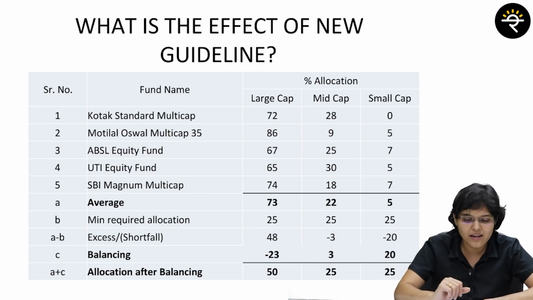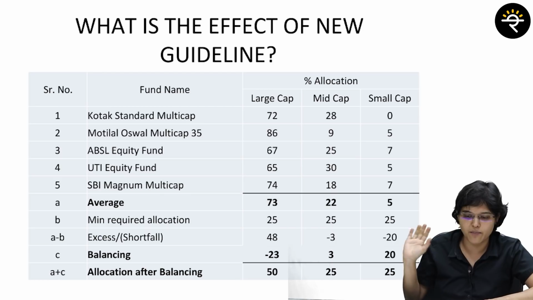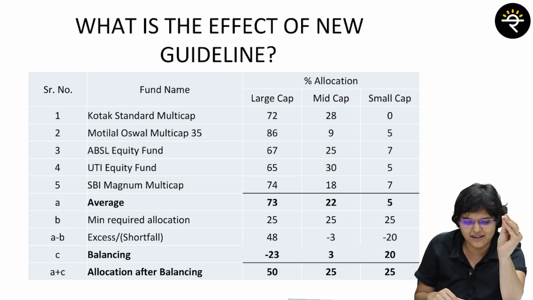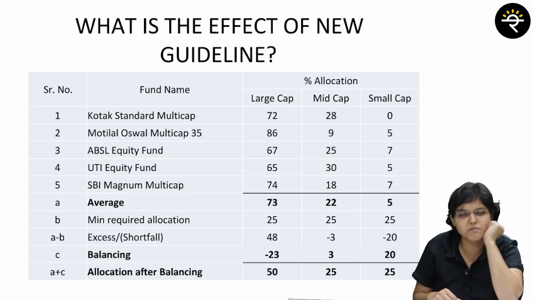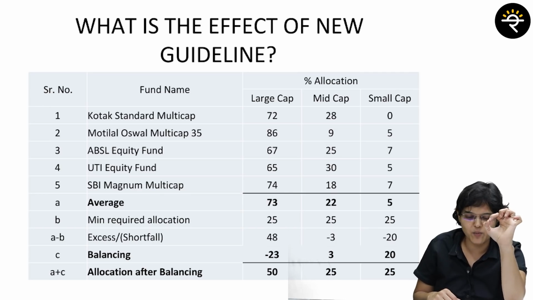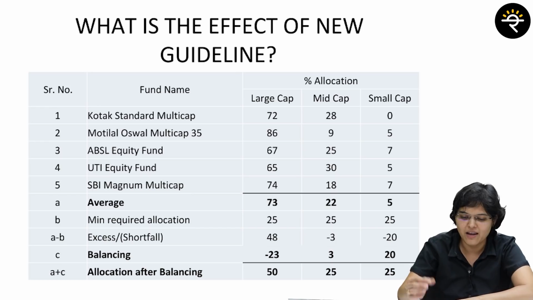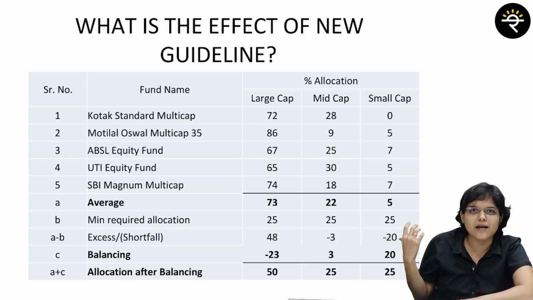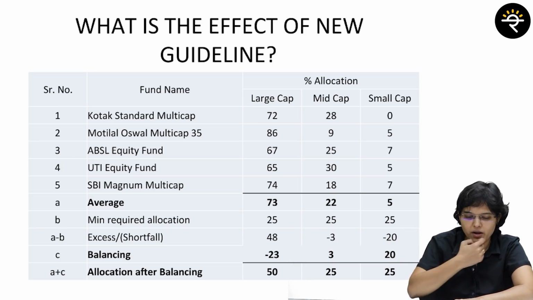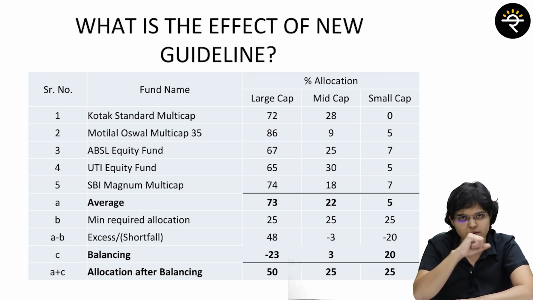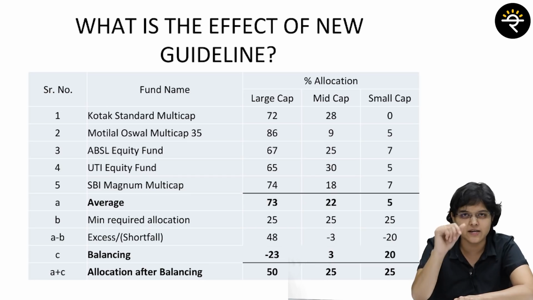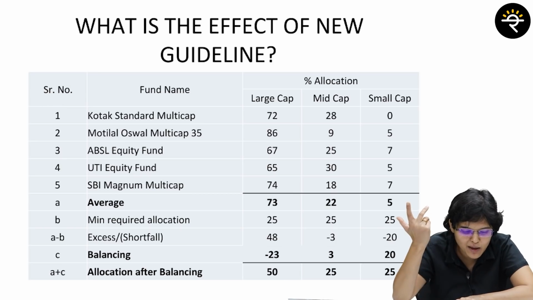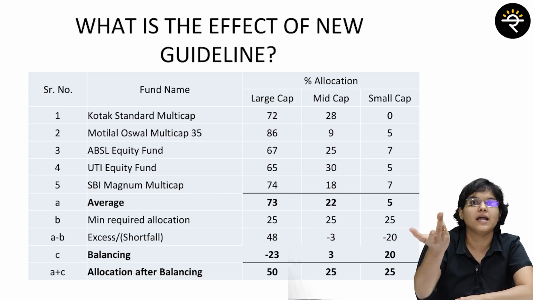Okay. Now let's understand how much they have allocated in large cap, in mid cap, and in small cap. Kotak Standard Multi-Cap has invested 72% only in large caps, 28% in mid cap, and 0 in small cap. What about Motilal Oswal? 86% in large cap, 9% in mid cap, and 5% in small cap. Now you can understand with this, this is as good as a large cap fund. Now you might be wondering, what is the definition of a large cap equity fund? The definition says that minimum 80% of your fund should be in large cap stocks. Then ideally speaking, Motilal Oswal multi-cap could have been termed as a large cap fund also.